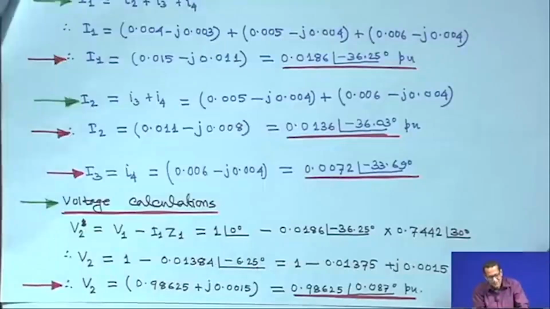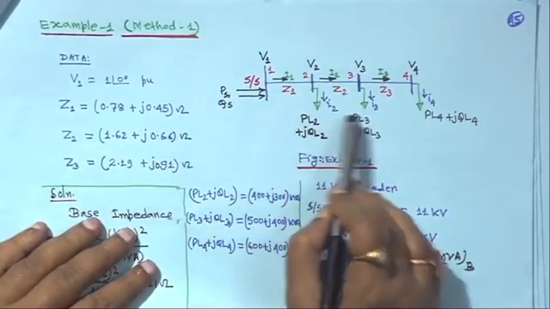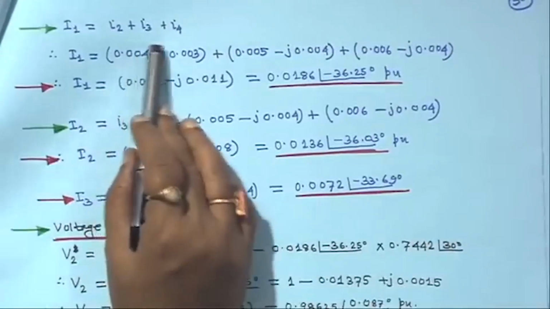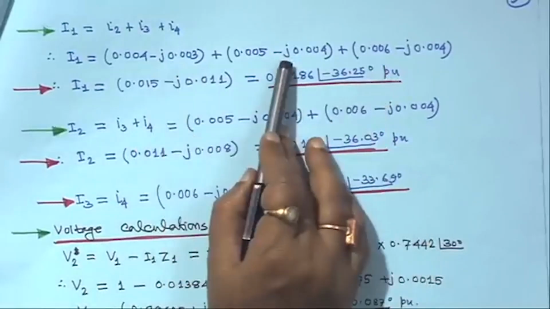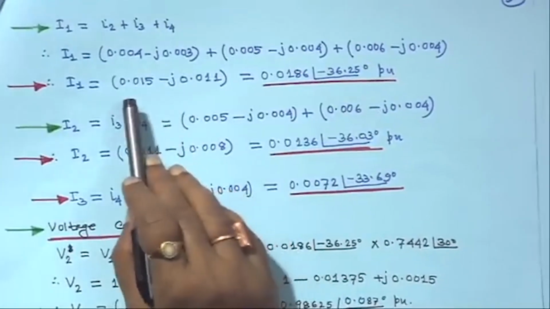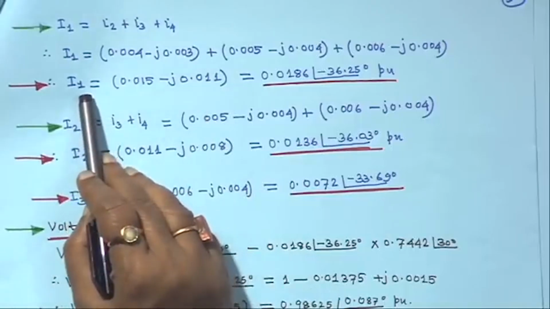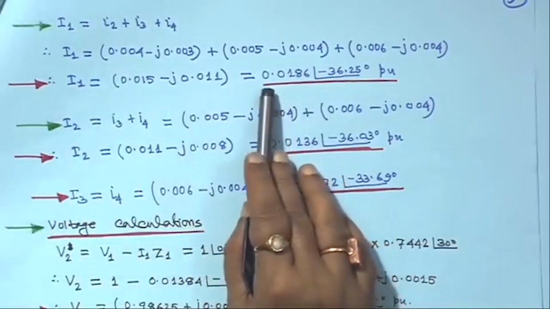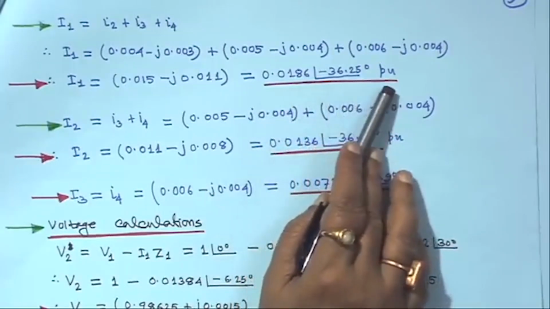Now, current through branch I1, just hold on, look at this example. I1 is equal to I2 plus I3 plus I4, small I2 plus small I3 plus small I4, right. So, this is I1, this is I2, this is I3 and this is I4. So, sum it up all, it will become 0.015 minus j 0.01. Here I am not making in bracket, but the meaning is the same, just for the classroom exercise I made it like this. So, if you make it, it will become 0.0186 angle minus 36.25 degree per unit, right.